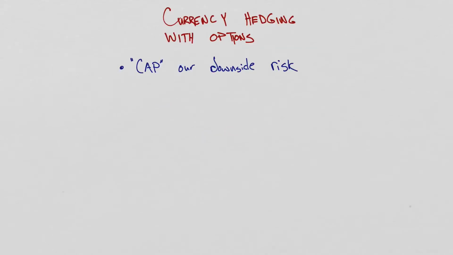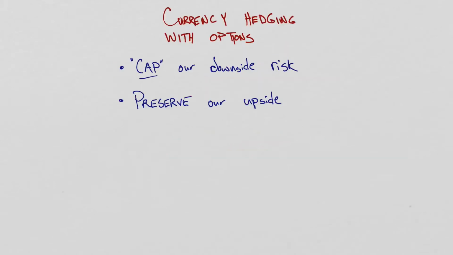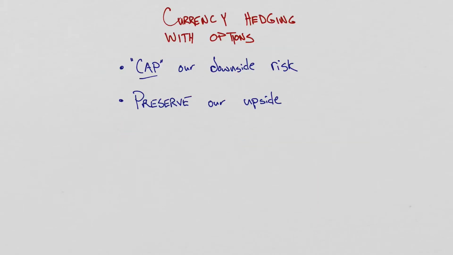That's because the unique feature of currency hedging with options is that we cap our downside risk. That is, we set a limit on how much we could lose, or a minimum amount we're going to receive when we translate to that currency. But we also preserve our upside. We preserve a chance of getting paid in a stronger currency, and therefore translating to a larger amount of US dollars at the end of the accounts receivable.